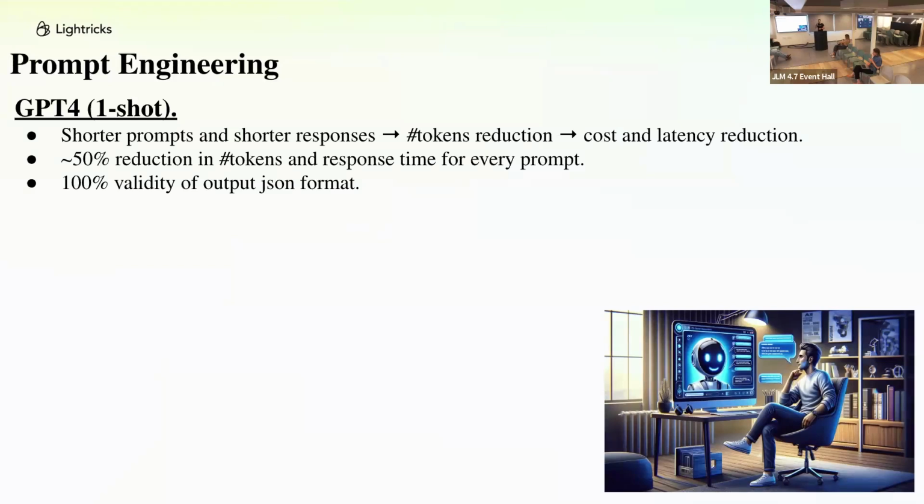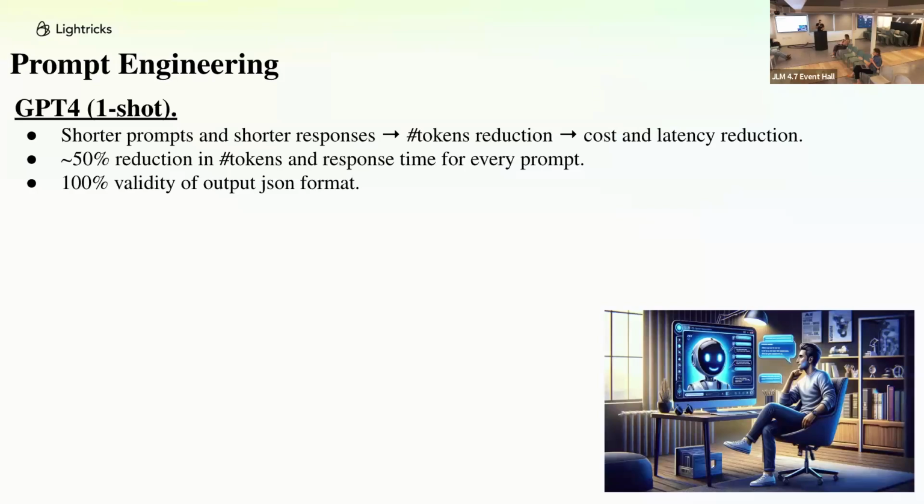So first of all, I moved GPT-4 from zero shot to one shot. I used the idea of in-context learning, the few shot, and specifically one shot. This allows me to have shorter prompts with shorter responses. So I saved tokens, and this reduced the cost and the latency. In total, a saving of 50% of tokens and response time.